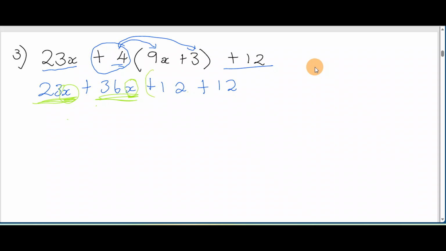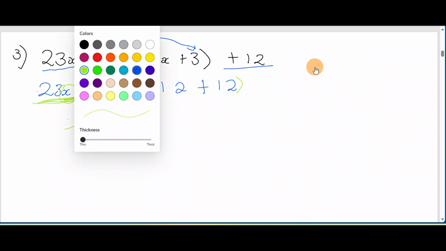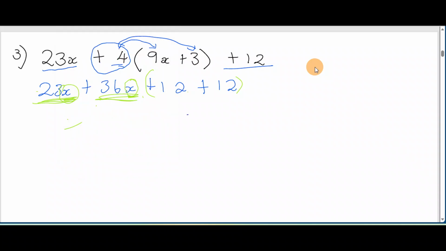So what are we going to do? We're going to combine the Nkosis, right? We're going to combine the Mhlongos. So now the x does not change, because in this case we are adding, we are not multiplying, right? So the surname doesn't change, it stays as x. What changes is we combine the numbers, which is 23 plus 36, which gives us 59, right? So we now have 59x plus 12 plus 12, which is 24. And then that is simplified.